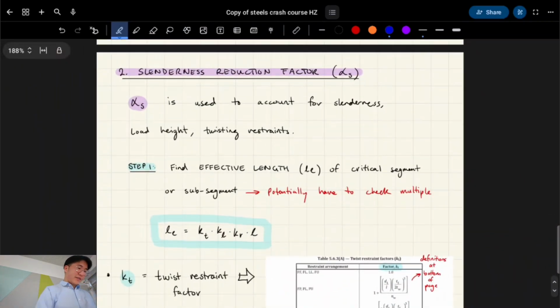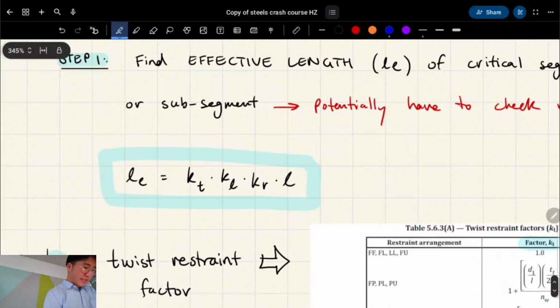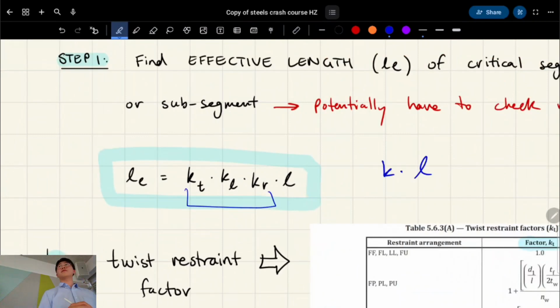Slenderness reduction factor is kind of similar to how we had our gamma. Sorry, is it gamma? No, that's lambda. Yeah, lambda n from compression. So it's to do a slenderness ratio. Except our effective length, instead of just being a single k factor L, there's a bunch of things that will affect it, including what I talked about with the restraints and stuff.